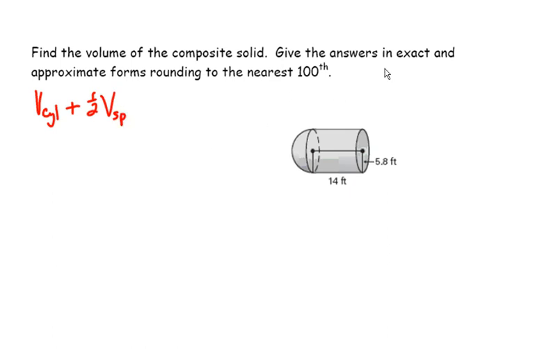All right, so it asks for answers in exact, which means that we're going to have pi in our answer, and approximate, which means we are going to round. And because we're not told specifically to use 3.14, we're going to go ahead and use our pi button. And when I say we, what I mean is you, because I would like you to answer this problem for the notes check.